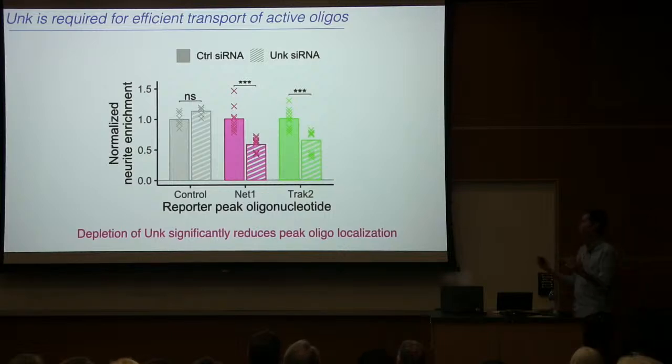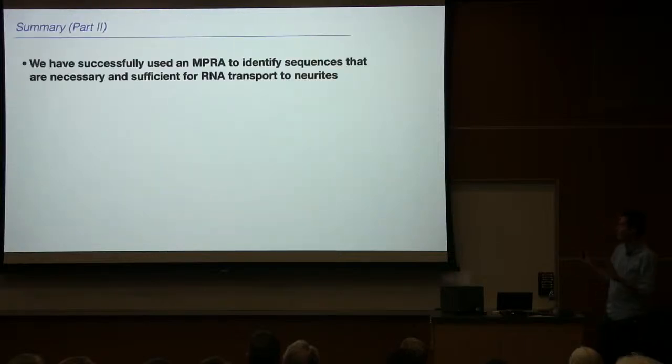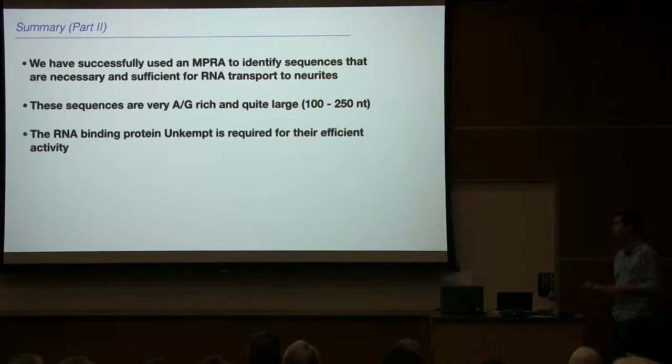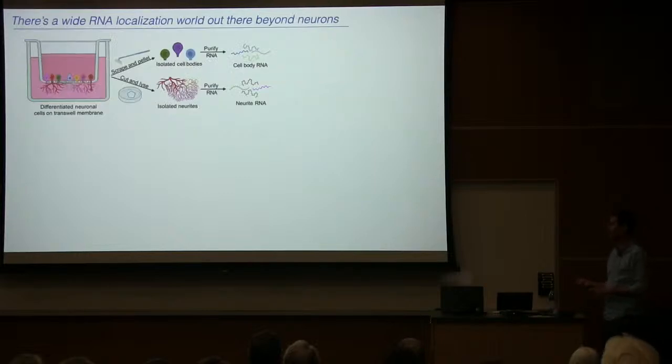So we think here's a case where we've both identified the zip code cis element as well as the RNA binding protein that mediates it. So this is one check off the list. We've identified a pair. To summarize this part, we used an MPRA to find sequences that are both necessary and sufficient for RNA transport. These sequences are very AG-rich and really quite large. And the RNA binding protein unkempt is required for their efficient activity.